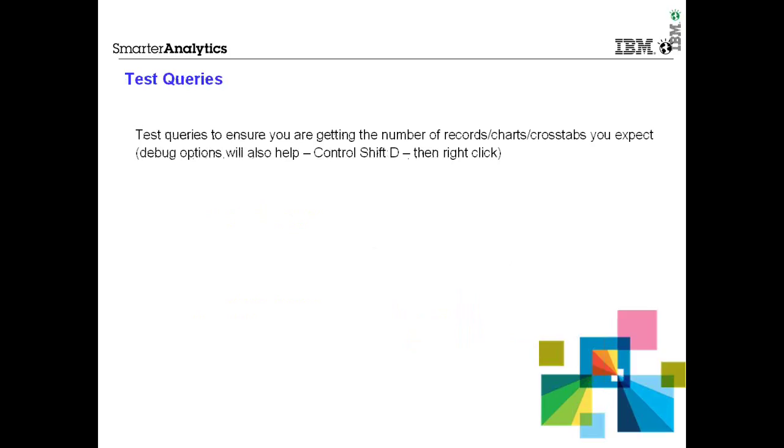The next design tip, which is relevant not just for active reports but for any of the standard reports on Cognos as well, is to test your queries. You should always test your queries before the report is released to the user. And in active report, there is an additional debug menu which can be invoked by pressing Ctrl+Shift+D and then right-click. We will be looking at that specific debug menu in the troubleshooting section.